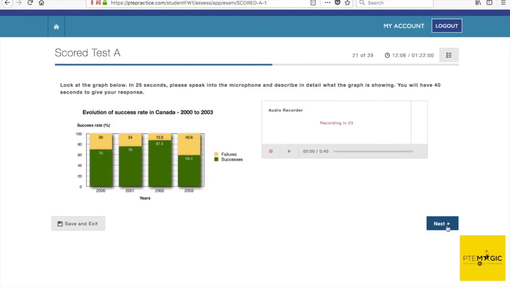Click next straight away. And also with table, you actually just read. You just read whatever you see and don't make it complicated. Don't try to overanalyze. Okay, which one is the highest? 2002 and the lowest one. Okay.